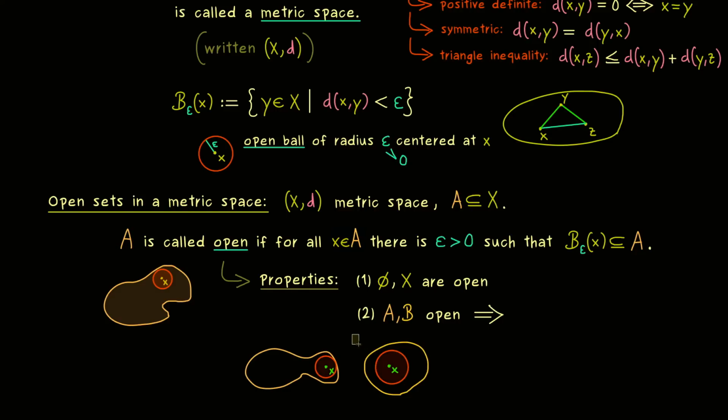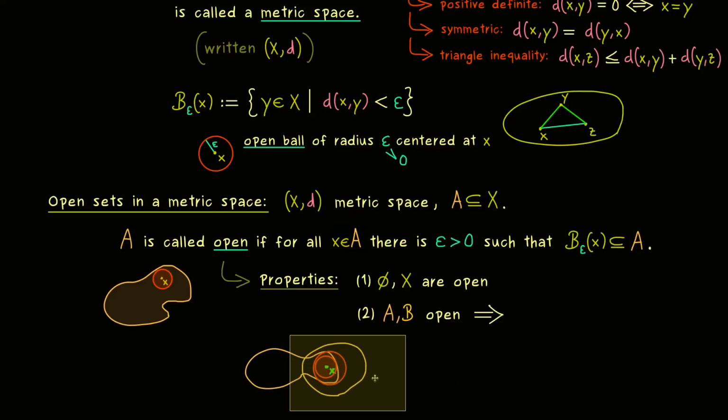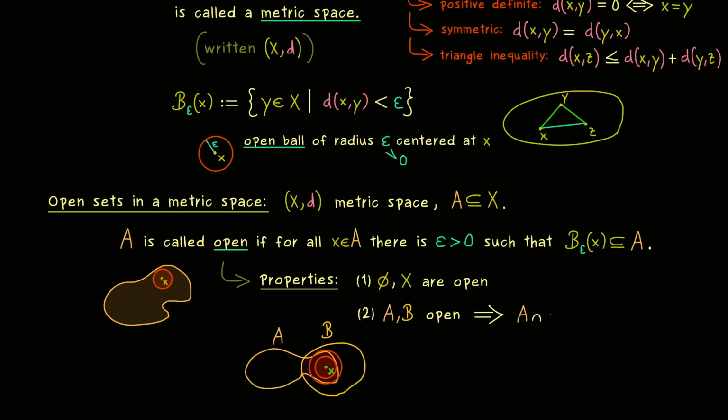And now of course the correct picture would be that we have an overlap because the two points x are actually the same thing. And then since both balls are centered at the same point, we know that one of them has to be the smaller one. Which also implies that the smaller one completely lies in the intersection between A and B. And since this works for any point in the intersection, by definition the intersection is also an open set.